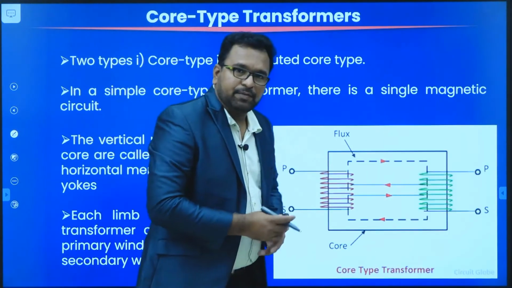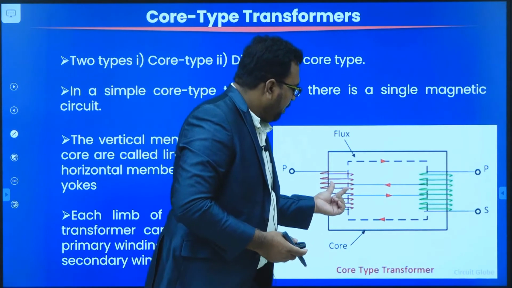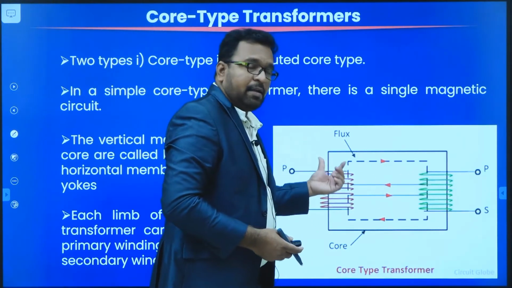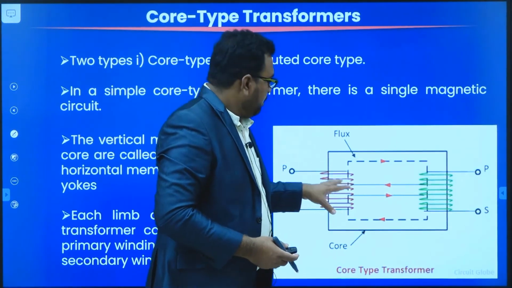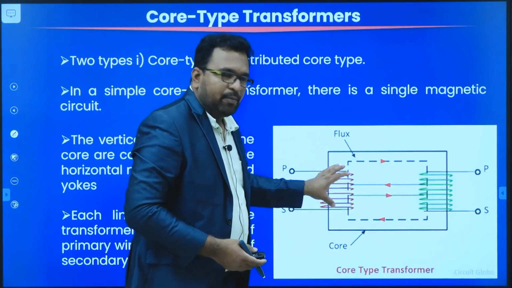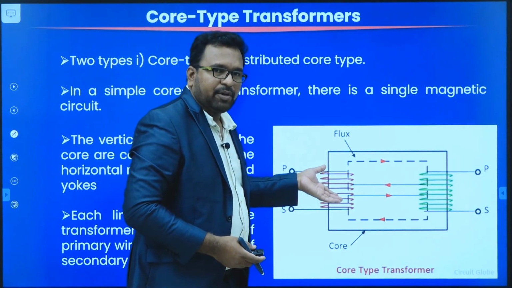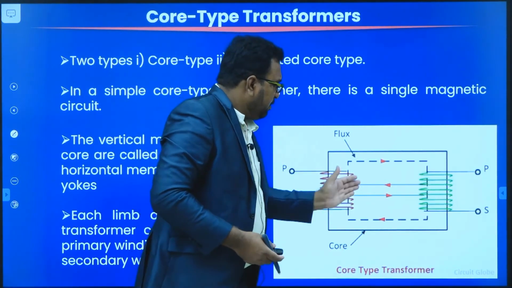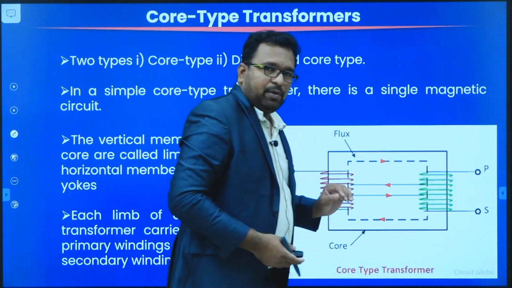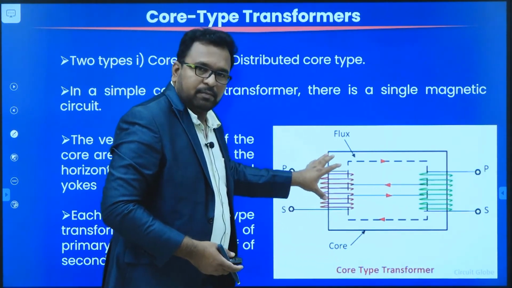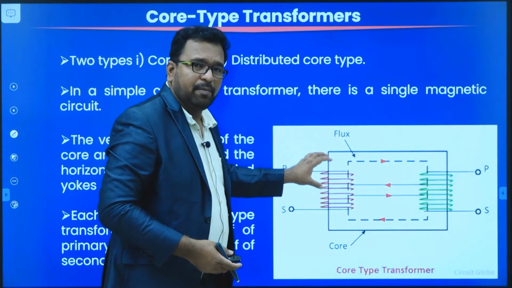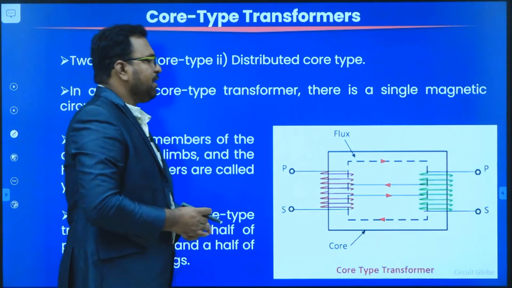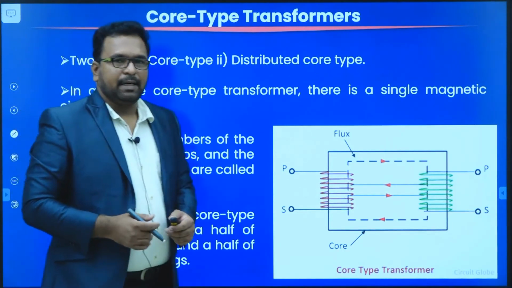Coming to the core type transformer, the primary winding coils are wound around the limbs. That means here the winding surrounds the core. So there is less mechanical protection. Mechanical protection is not effective in a core type transformer. Since these windings are more exposed to the atmosphere, natural cooling will be more effective in a core type transformer. So these are the differences between core type and shell type transformers.